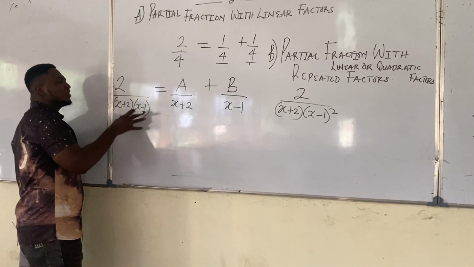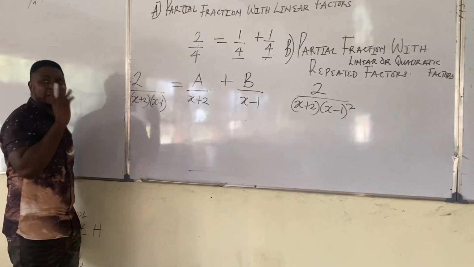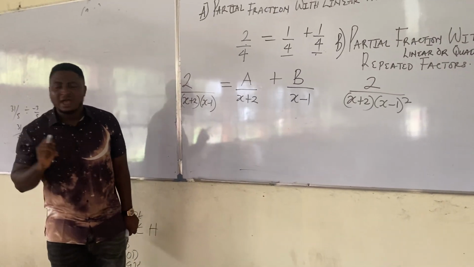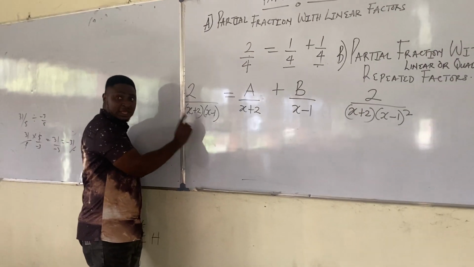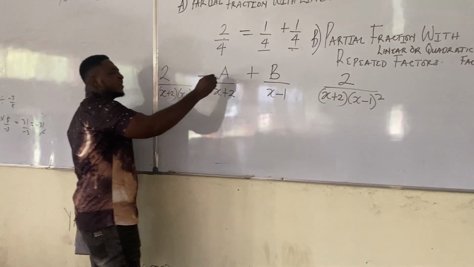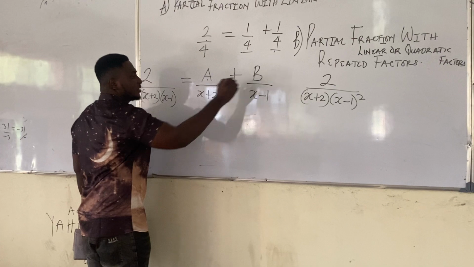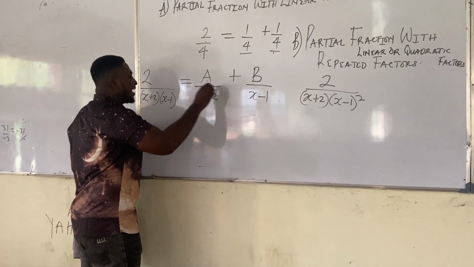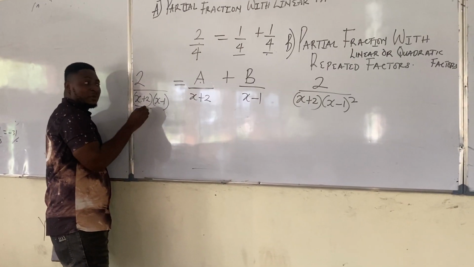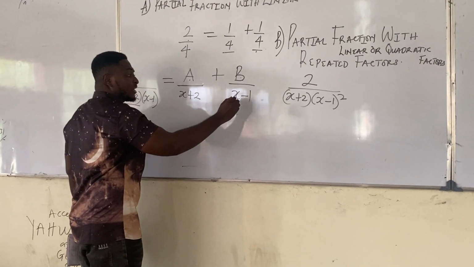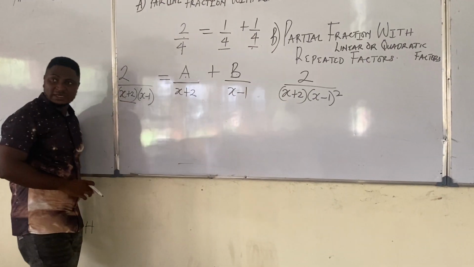Class, first things first, you are sure that this fraction can be broken down into 2 partial fractions, right? How do we know there are 2? Because we have 2 denominators. Class, call the first fraction A, call the second fraction what? Now, you say A all over the first denominator x plus 2, plus B all over what? The second denominator x minus 1.